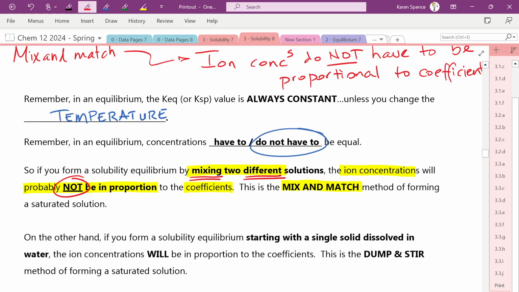On the other hand, if you dump and stir, they will be present in proportion to the coefficients. Does that make sense? Okay. So if you start with a single solid and you dissolve it, the ion concentrations will be in proportion. This is our dump and stir method.